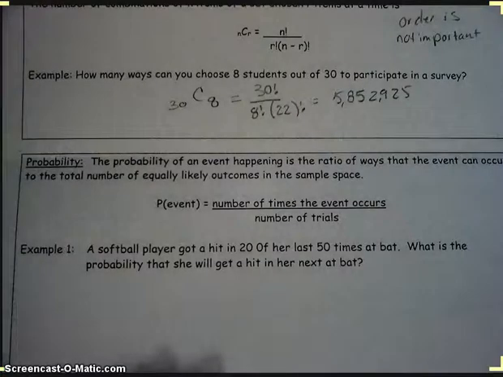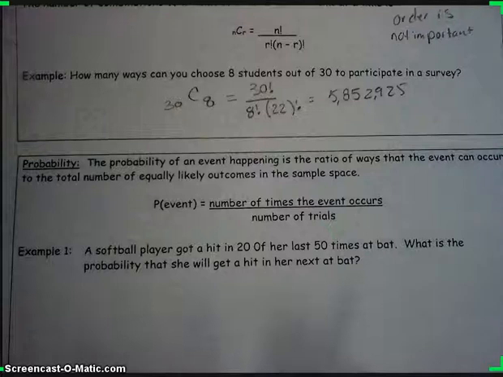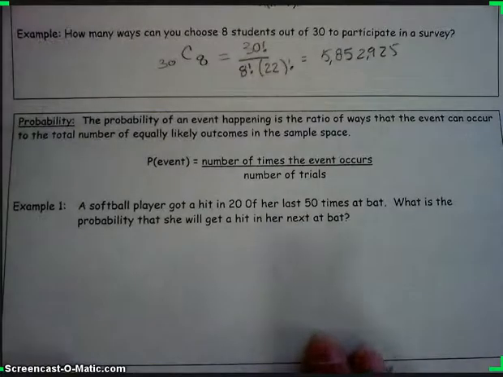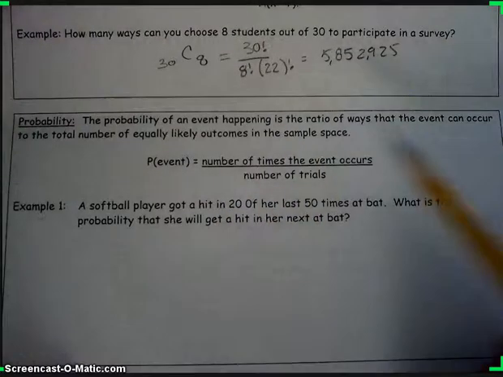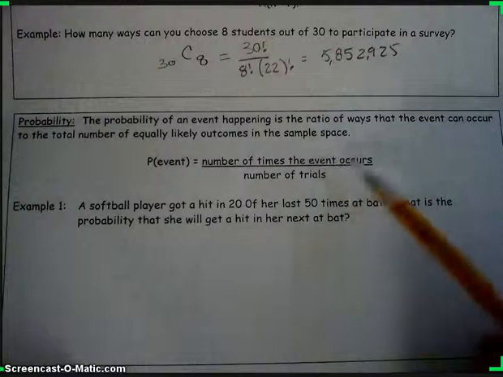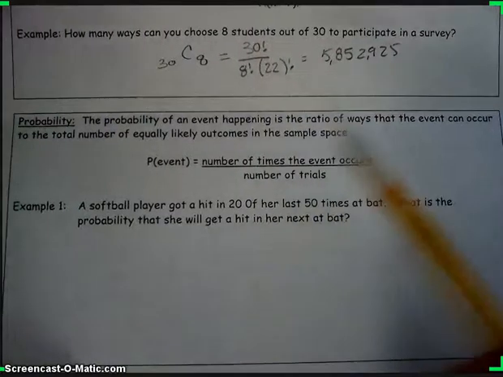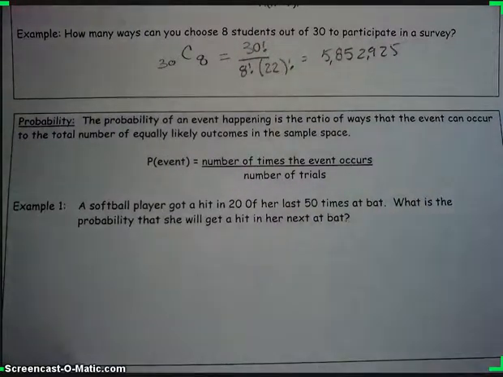The next topic we're going to review is probability. And remember that the probability of an event happening is a ratio between the number of times the event occurs over the number of trials. So in this case, the problem says the softball player got a hit in 20 of her last 50 at bats. What is the probability she'll get a hit in her next at bat?